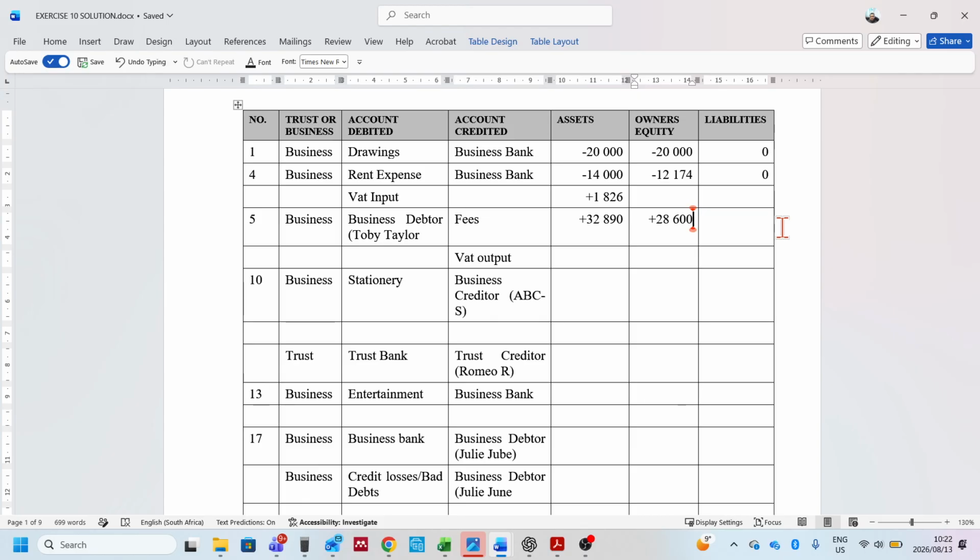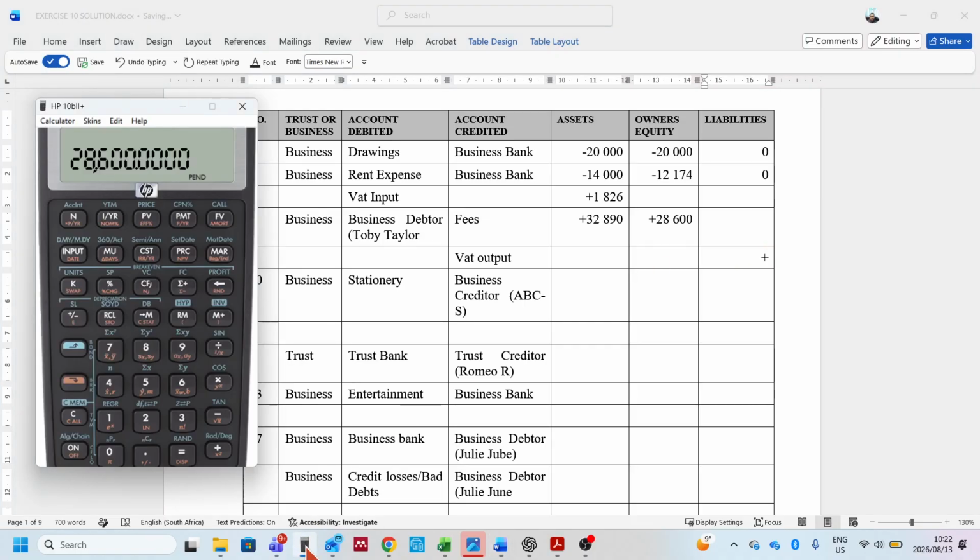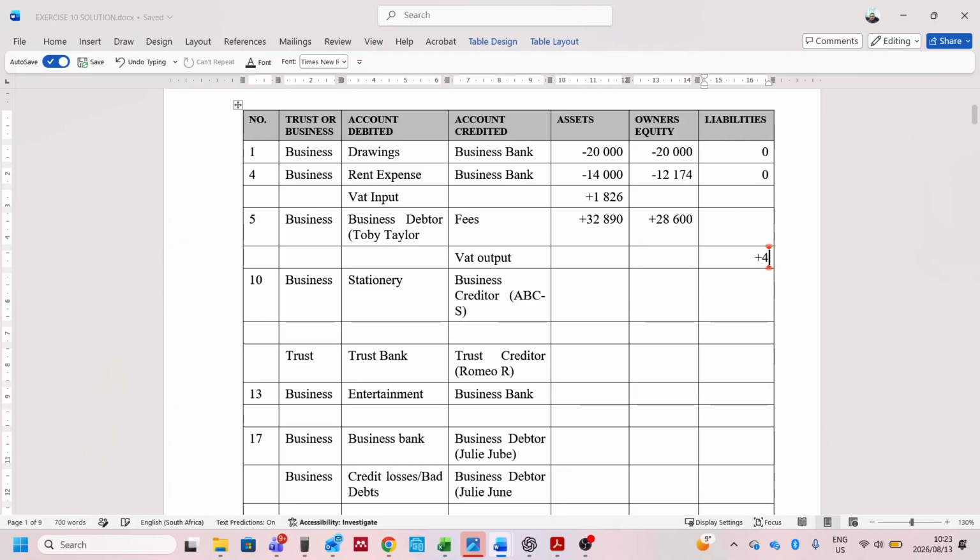32,890. The VAT that you charge on top is the one that you're going to go and pay over to SARS, which is our liability now. So this means that the VAT is going to be 32,890 minus 28,600. This will then give you 4,290. Or you can just say 32,890 multiplied by 15 divided by 115. Questions? No questions. Okay.